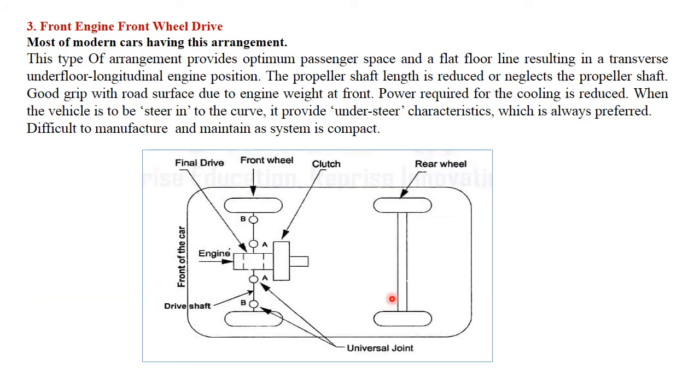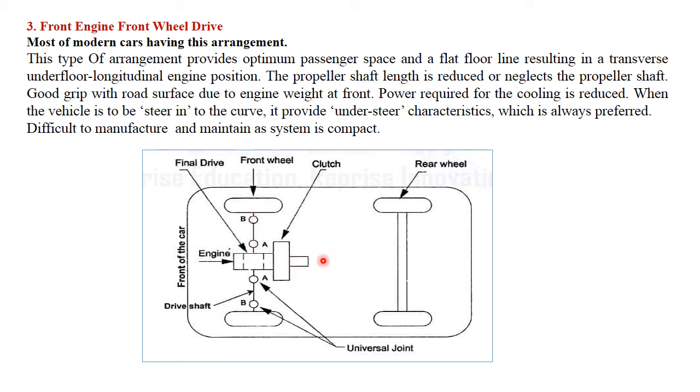Next is the front engine front wheel drive. Most modern cars have this arrangement. You see the cars around us, various cars in India also, most modern cars have the front engine front wheel drive. In this case, the engine power is transmitted to the front wheels through the clutch, gearbox, differential, and the short axle shafts. Here it is shown: the engine, then the final drive, the short axles, universal joints, and front wheel.